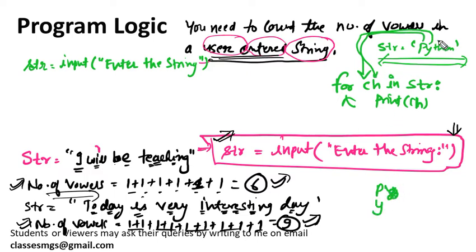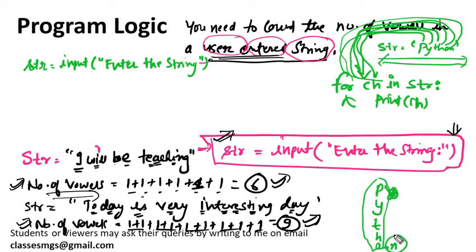Then t will be fetched in ch, and then t will be printed, and next time h will come in the ch and h will be printed. Next time o will come in this ch, then o will be printed, and next time n will come in this ch and n will be printed in the next line. So this is how you can use the for loop to iterate or print the characters of the string. You may use a while loop also.